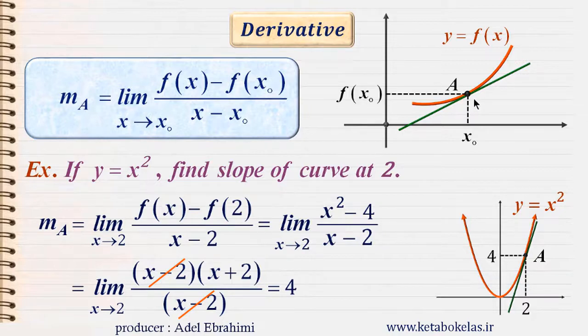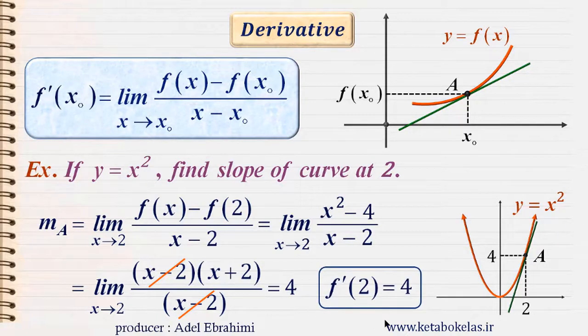In conclusion, the slope of the tangent line at a particular point A is the limit of this fraction when it exists. By definition, we call this slope the derivative of our function at x0, and show this by f prime of x0. So in this example, f prime of 2 is 4.